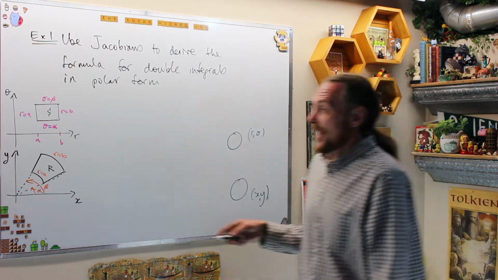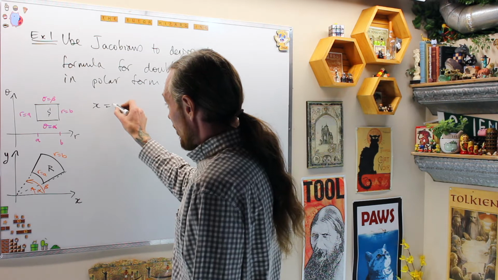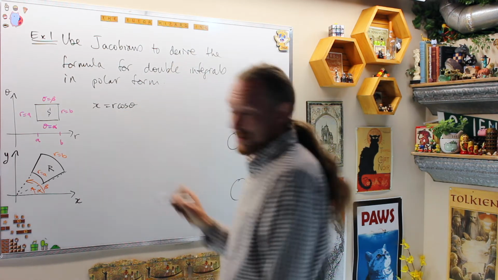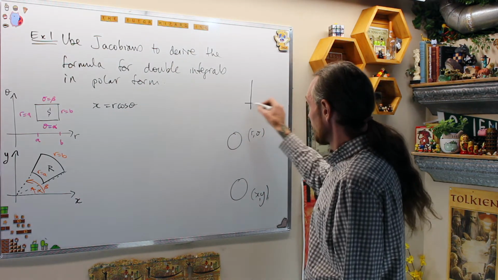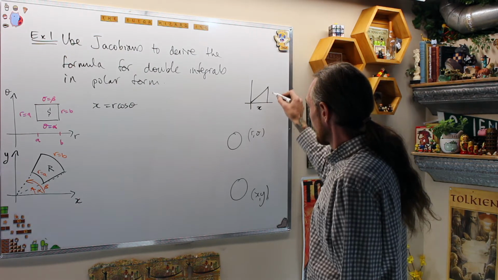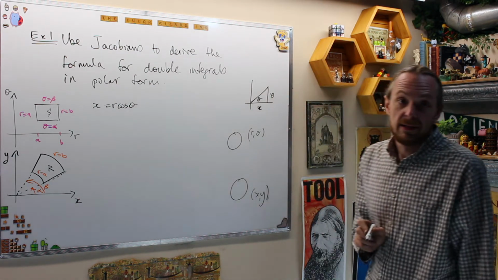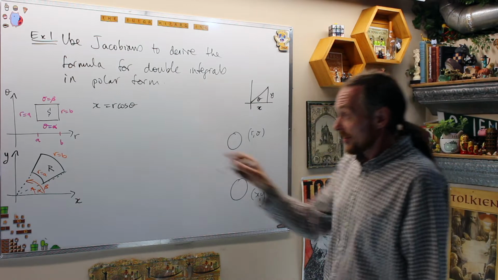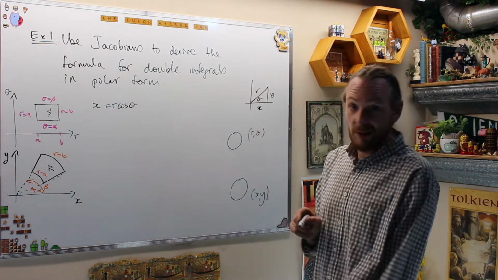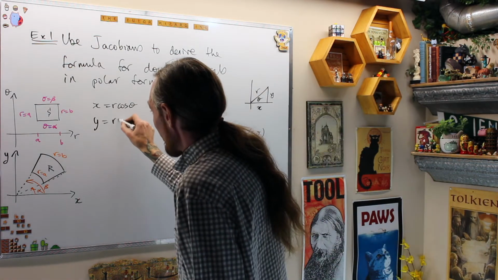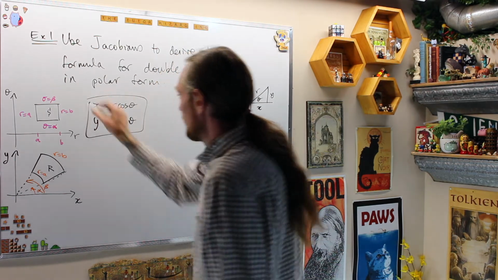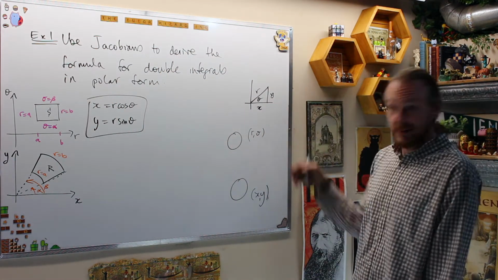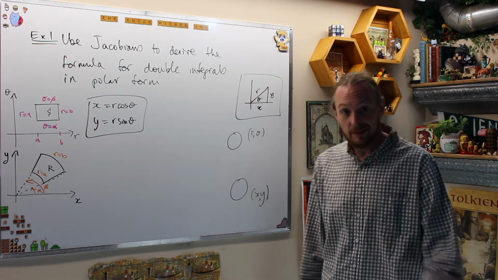Because now what we're going to have is our substitution, first of all, x is r cos theta from that right triangle. And then this is our radius r always. And then y is r sine theta from this triangle that we always have. That's where we're getting that from, which is clever.